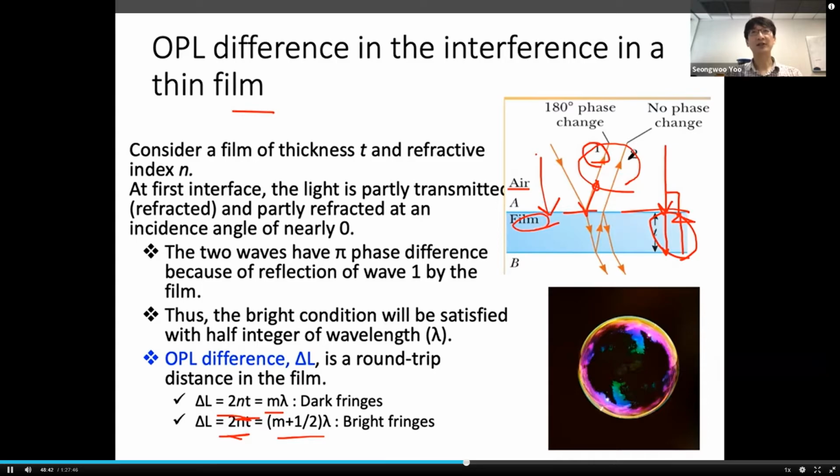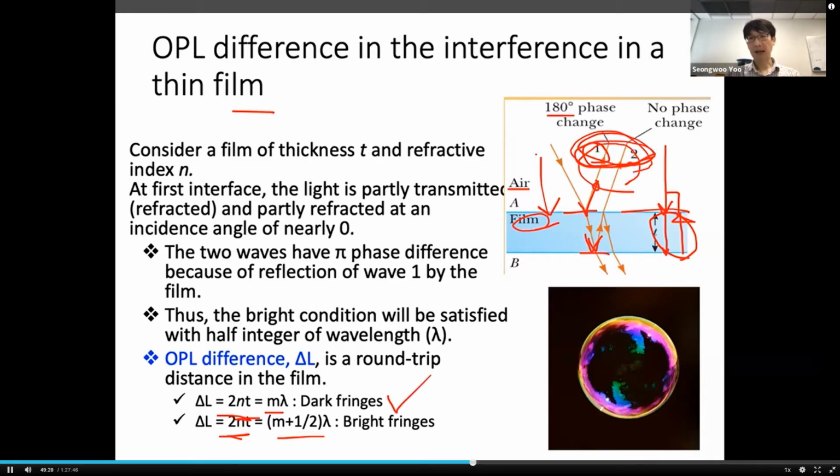On the other hand, wave 2 is reflected by the air. Air's index is obviously smaller than the film's. Therefore, there is no phase change by this reflection. Then wave 2 will come out with no phase change by the reflection. Therefore, the phase difference between those two waves is already 180 degrees, and we need to take into account this 180 degrees phase change in your optical path length equation.